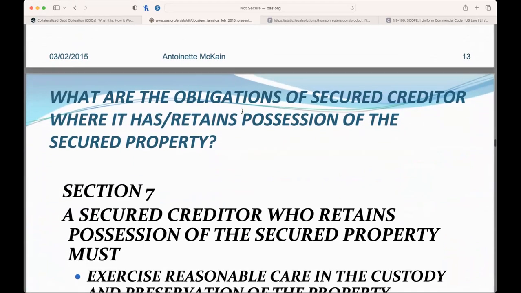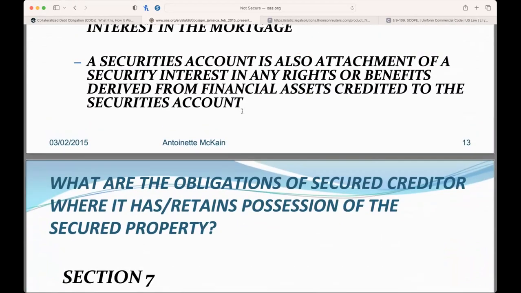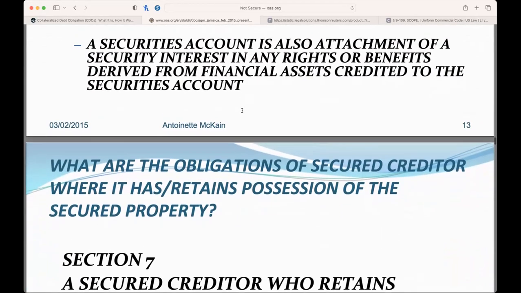So let me see. Maybe it might get a little better in explaining it here as well. What are the obligations of a secured creditor where it retains possession of the secured property? So again, it's still speaking about that right there. When they have possession of it, it can't be the house. I'm still reiterating, it can't be the house. It's not the motorcycle you bought on credit. It's not the boat. It's not any of that stuff. Because how can they retain possession of it while you're living in it or driving it?